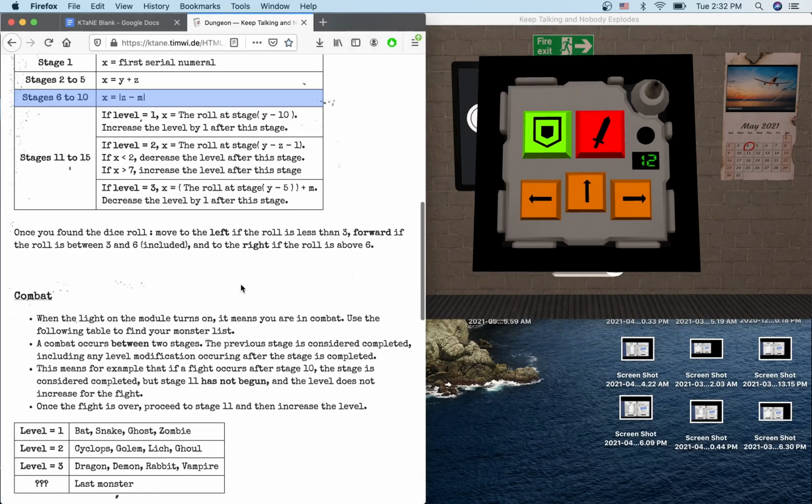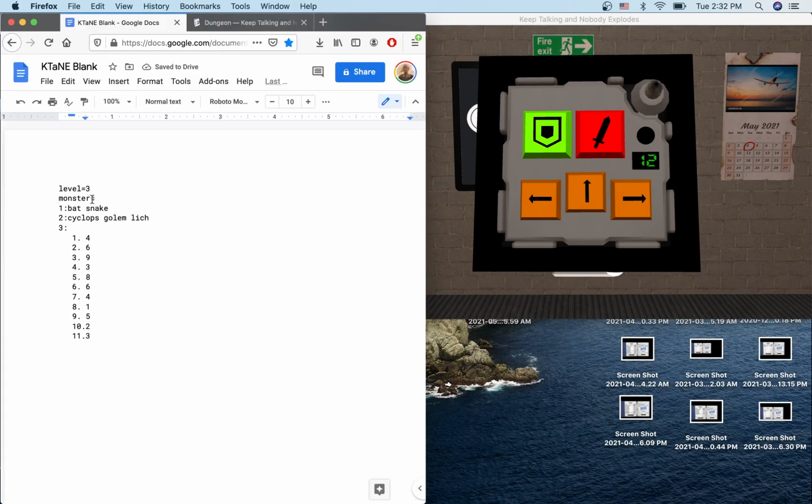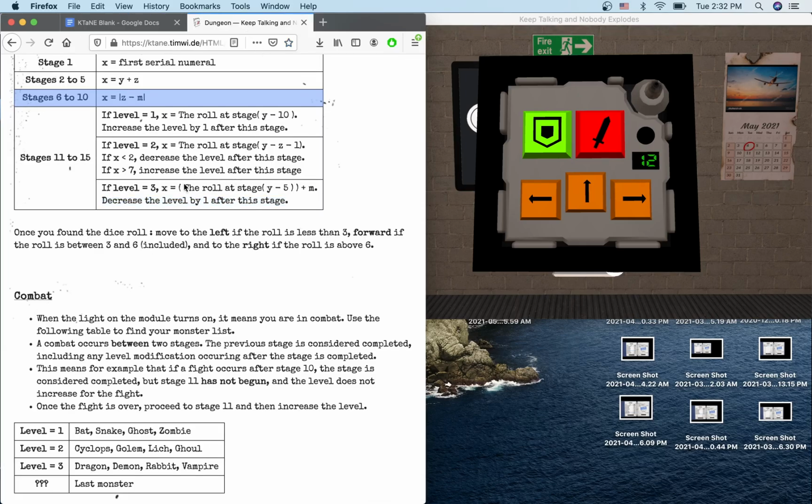Now, notice here, this says decrease the level by 1 after this stage. So we're no longer at level 3, we're at level 2. And this effect happens right after you make the movement. So this is, I think, what trips the most people up in Dungeon, is that the automatic leveling that happens between stages 5 and 6 and between 10 and 11 happens separate from the movement that is associated with the die.